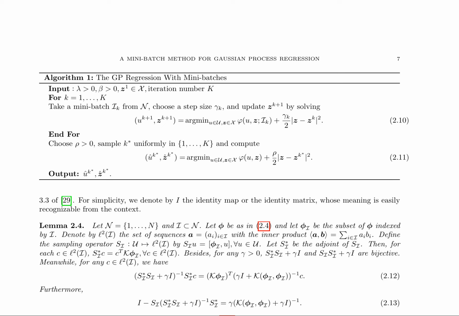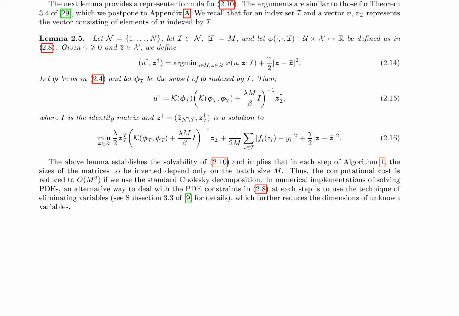The method is based on a sampling operator S_i, which maps from the function space U to the sequence space L2, I, where I is a subset of indices. The authors establish a representer formula for the optimization problem, which involves solving a linear system with a matrix of size m, enabling efficient computation. The authors also provide a convergence analysis of the mini-batch method.